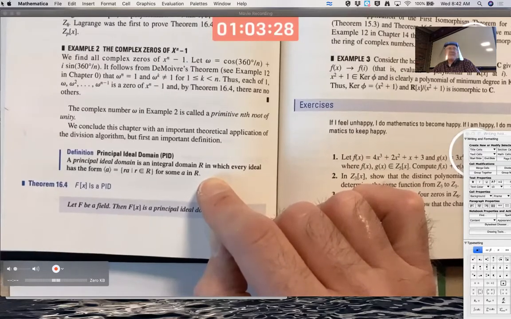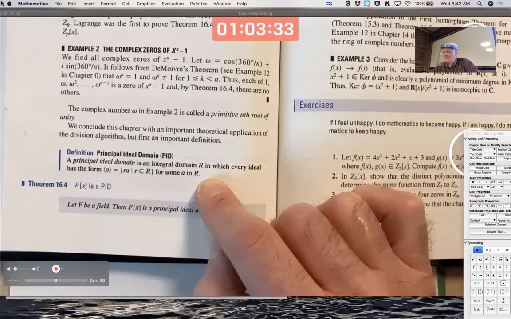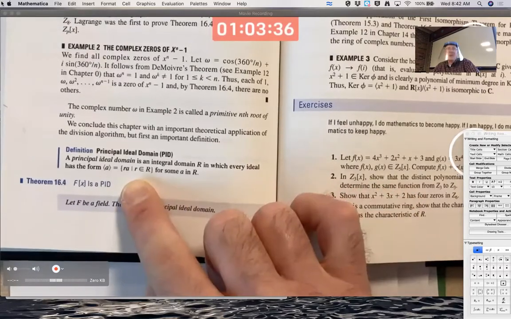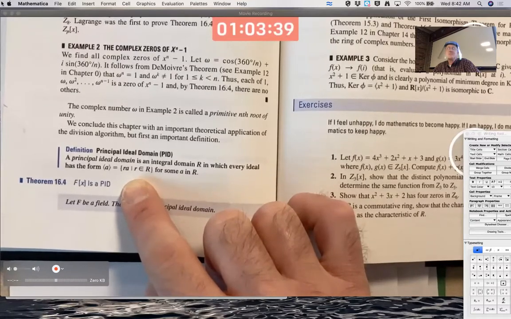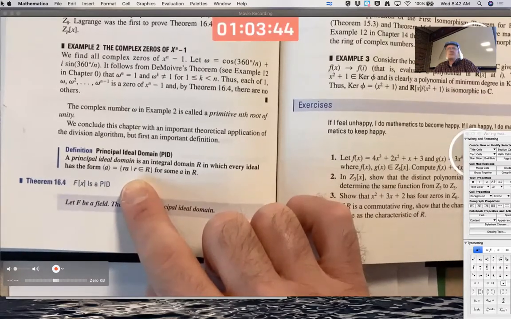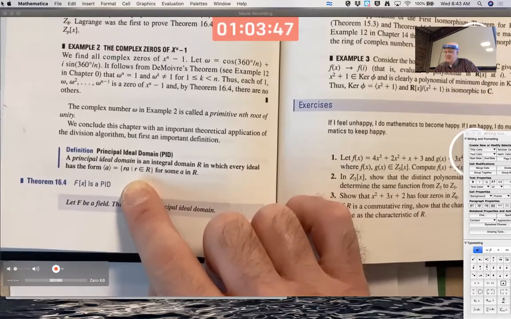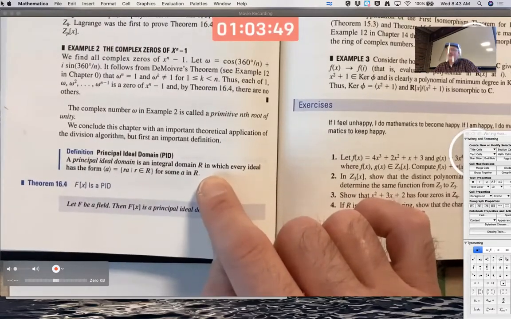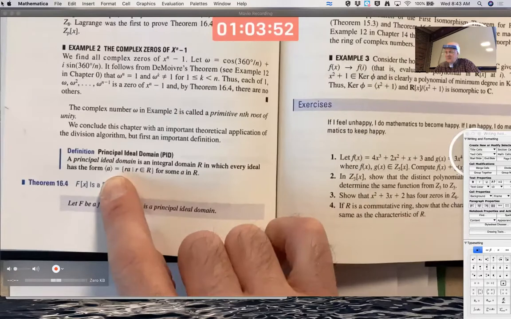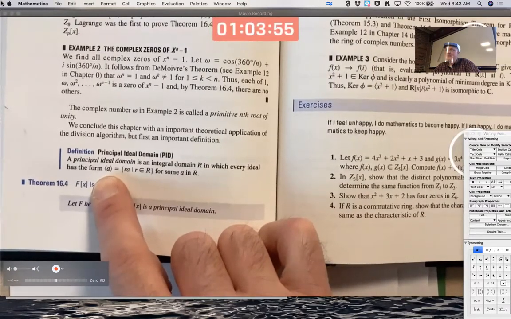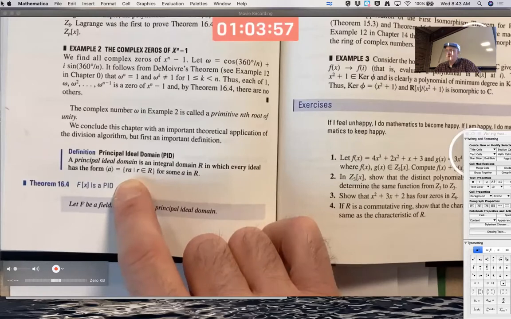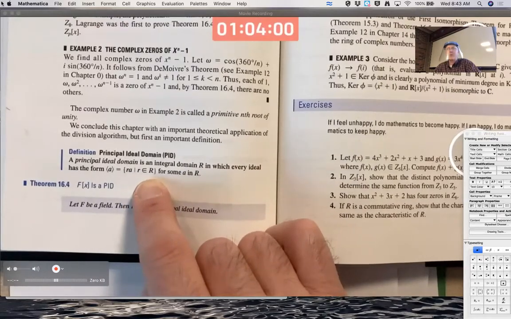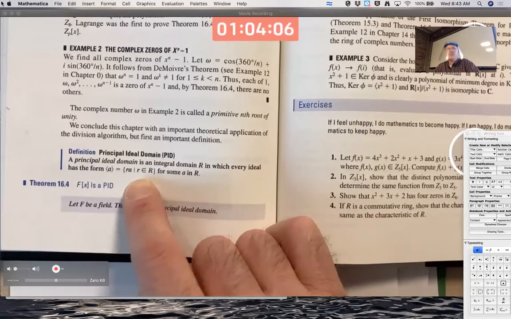P.I.D, principal ideal domain. What is a principal ideal domain? It's an integral domain in which every ideal is a principal ideal. Kind of analogous to a cyclic group, right? Every subgroup of a cyclic group is cyclic. Here we're saying every ideal in a principal ideal domain is a principal ideal. It's generated by an element. You can write it as all possible products r times a, where r is from the ring overall. r varies over the entire ring.